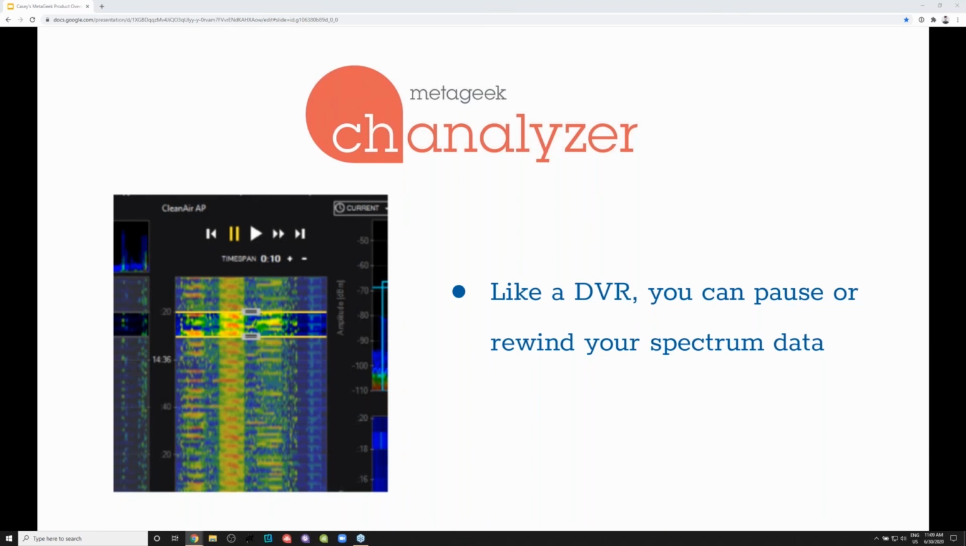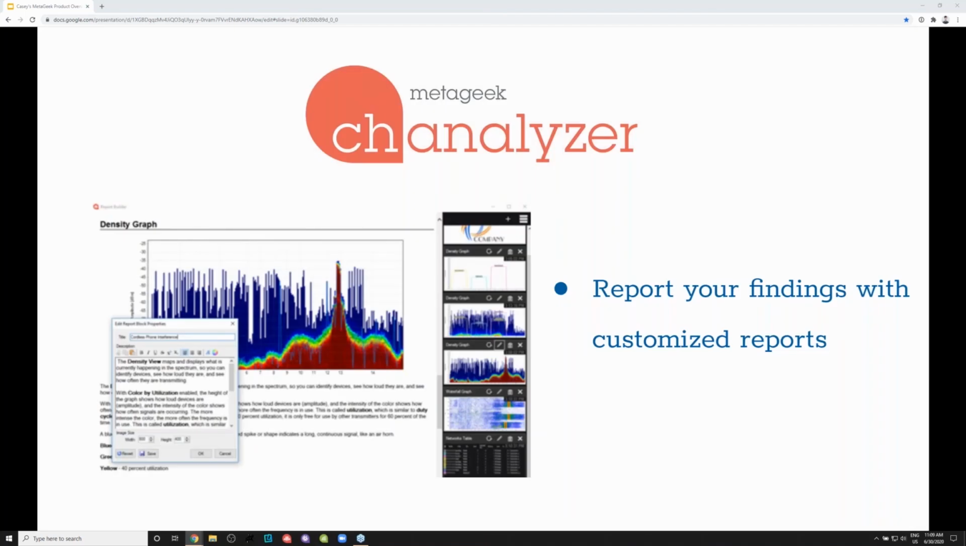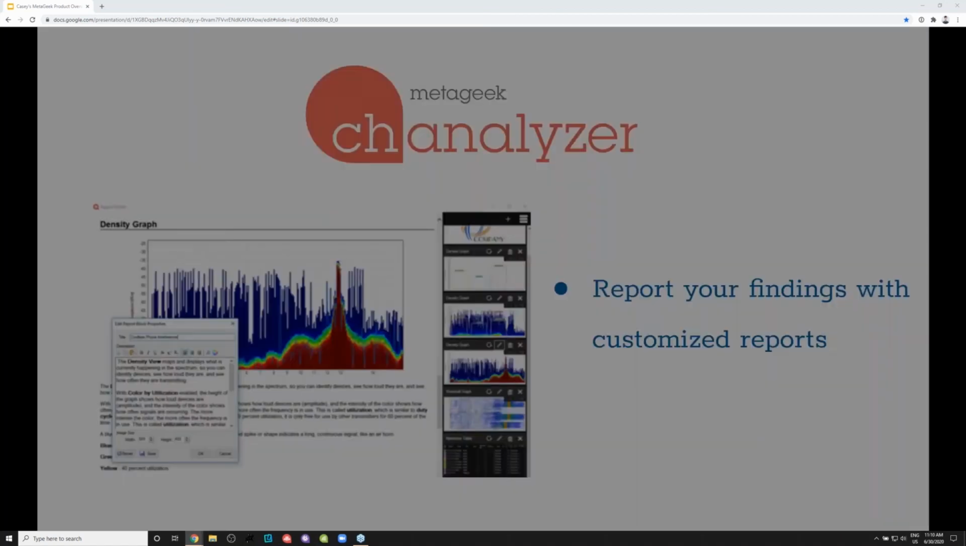The biggest selling point of Chanalyzer, the biggest differentiator of this tool from other MetaGeek tools, is its waterfall navigation. So it's a lot like a DVR. You can pause, you can rewind, you can fast forward, and really troubleshoot interference just like a DVR. And then, of course, once you have what you want, whether you removed interference or checked for signal strength, you can put all of your work in a nice report that makes you look very, very professional, which I'll show how to do as well.